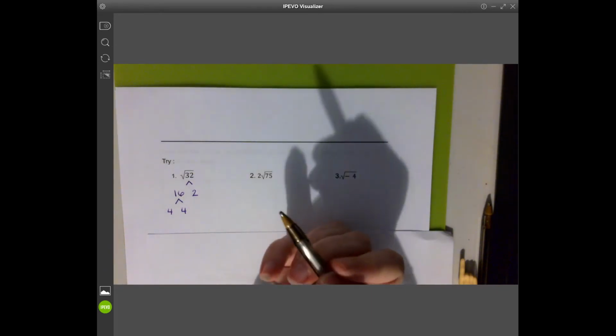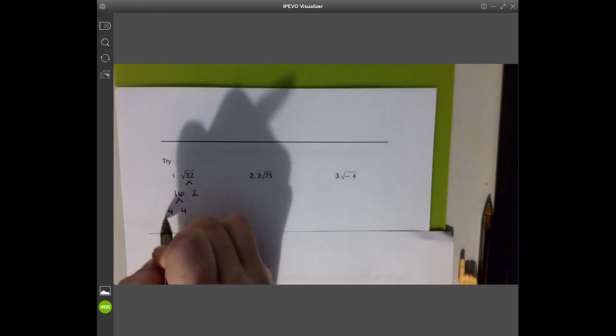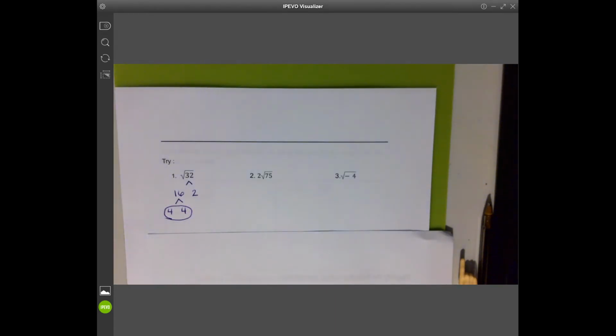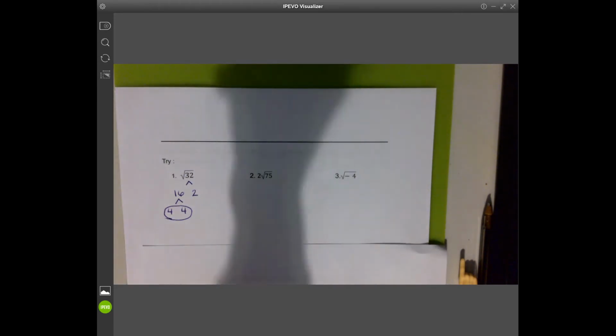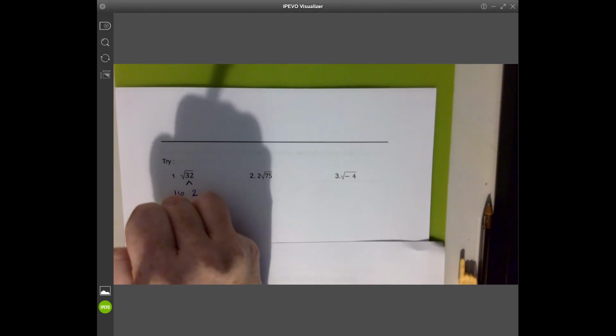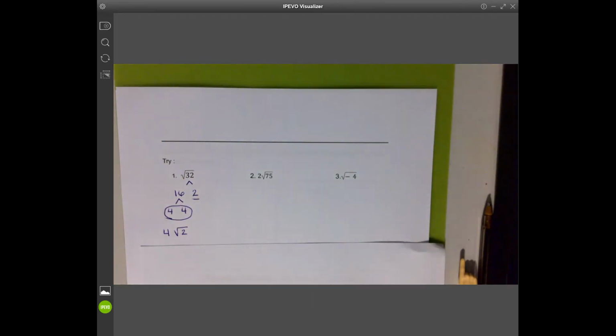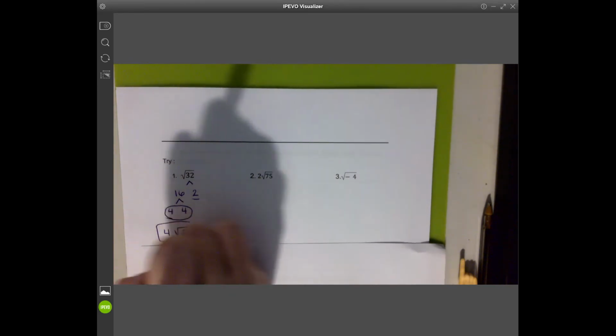Now I'm going to kind of cheat just a little bit. Since this is a pair, I'm going to circle it. And that is my number I'm going to pull out in front of my house, or square root symbol, and then 2 goes inside. And this is my answer.